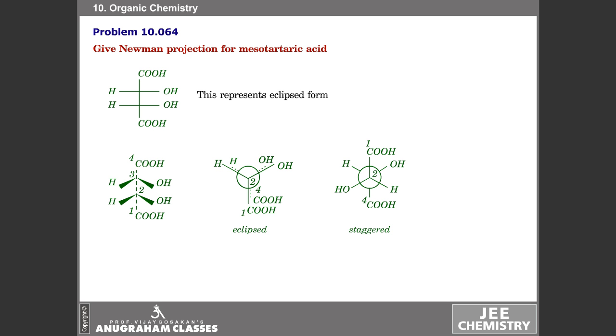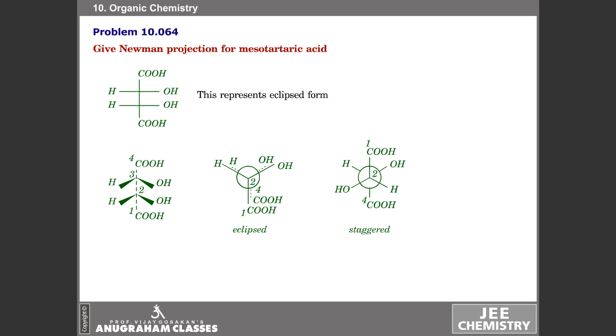Note that in the Fischer projection, we have shown already a dashed line representing the plane of symmetry, which makes the compound optically inactive. The eclipsed form truly gives the plane of symmetry, the plane that bisects the bond between carbon 2 and carbon 3. In the staggered form, we have the center of symmetry.